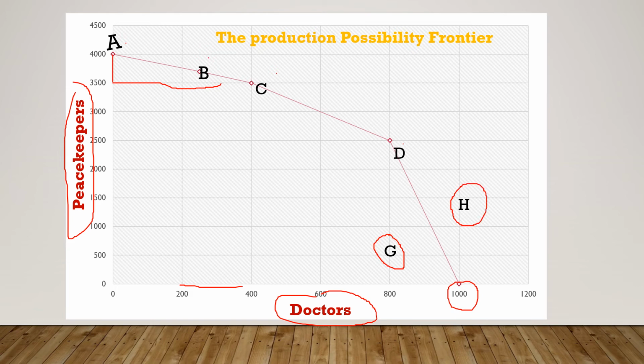The other point is point H. This point H is unattainable. It means the given resources and technology that this country has will not be enough to attain this kind of production in terms of how many doctors or how many peacekeepers this country produces. So it is unattainable, or for them to achieve this, they would have to exhaust all the resources and all the technology available.